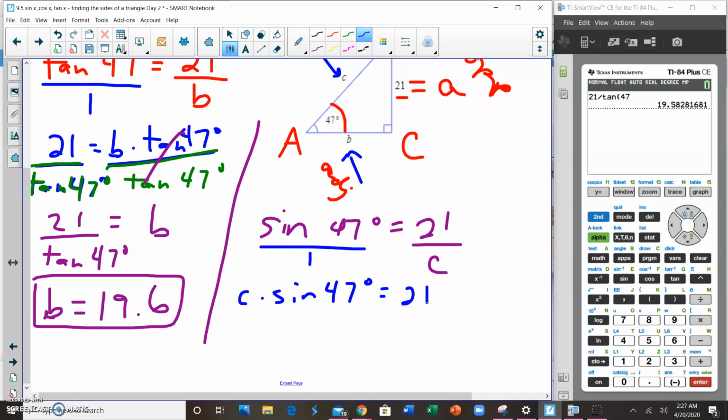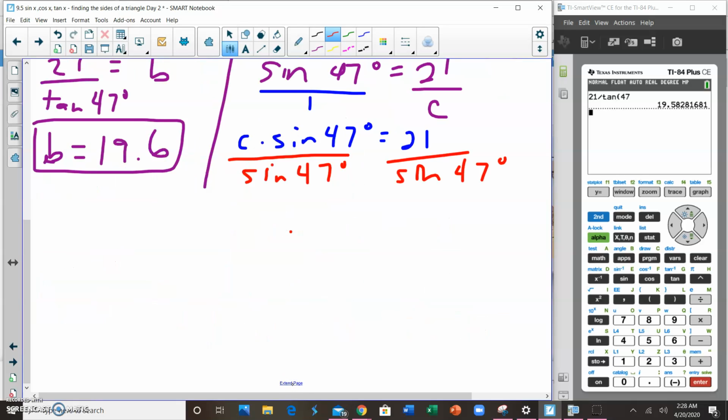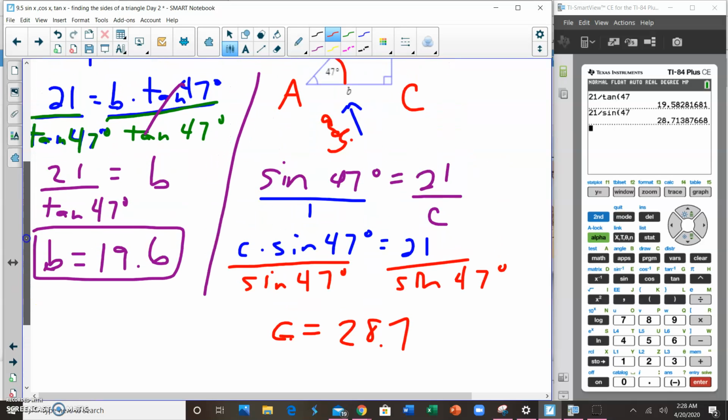So then I'm going to divide both sides. We'll do it in a different color to begin with. I'm going to divide it by the sine of 47 degrees and divide it by the sine of 47 degrees. Sorry, you can't read that really well. So now in my calculator, I'm going to take 21 divided by the sine of 47 degrees. I'm going to hit enter and I get C, that's not writing. C is equal to 28.7. That's it.